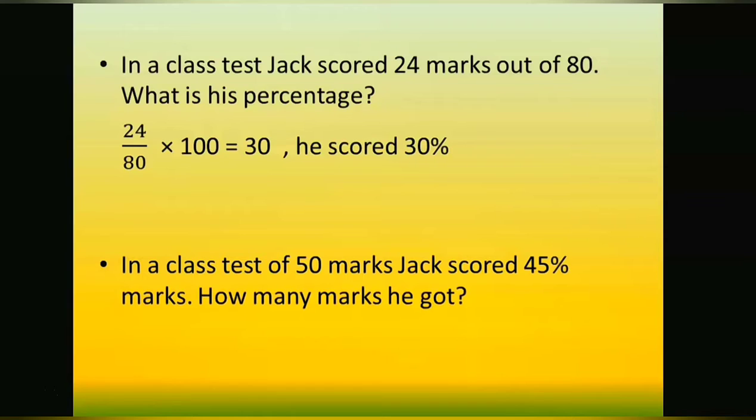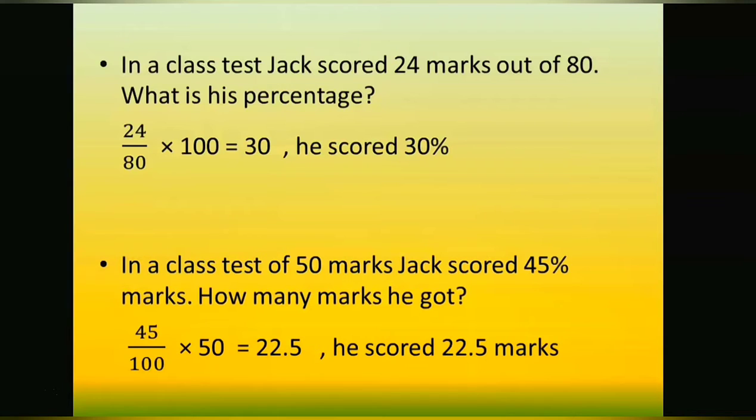Next, in a class test of 50 marks, Jack scored 45% marks. How many marks did he get? Read carefully. It is 45% of 50. That means 45% is written as 45 divided by 100, and of means into 50. 45 divided by 100 into 50 is equal to 22.5. He scored 22.5 marks.